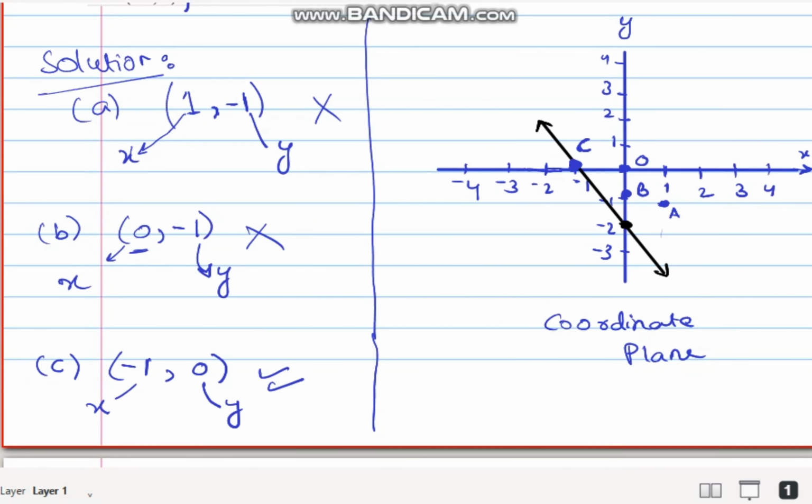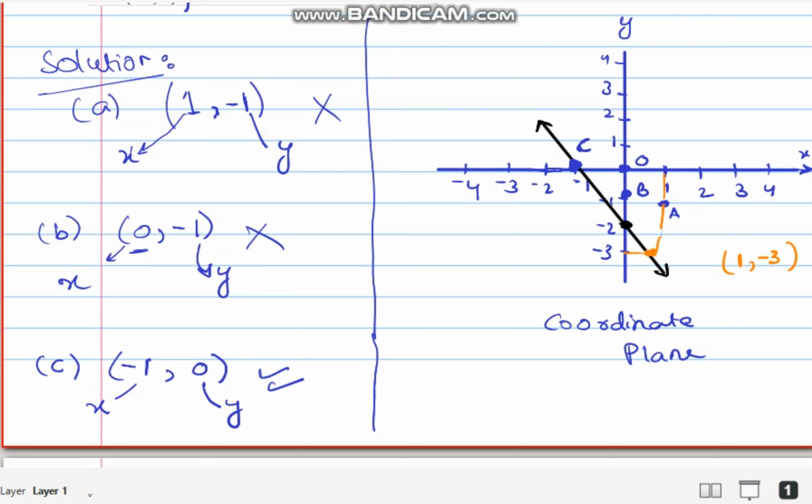Now, for example, let's take a point which lies on the line. The point which lies on the line is 1 and 3. We can easily plot this point. And 1 and minus 3 also lies on the line. So this is the point which lies on the line. Now do you understand or not?